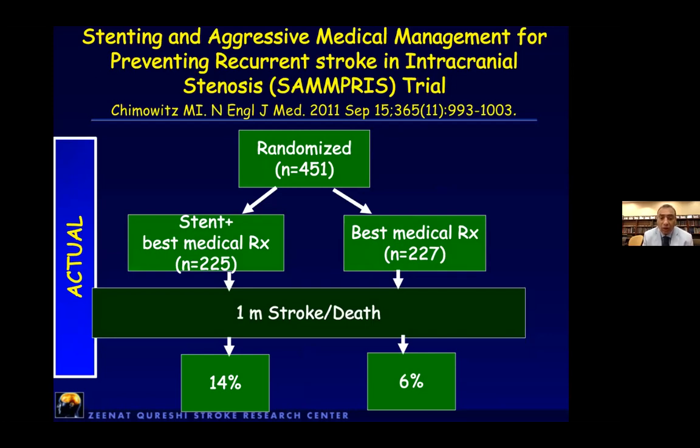If you look at the 1 month stroke and death rate, it was very high in the stent group, 14%, as compared to only 6% in the best medical treatment group. This was the basis for the Data Safety Monitoring Board to stop the trial, because they realized the risk of peri-procedural adverse events was so high in the stent group that the long-term benefit may never be actualized.